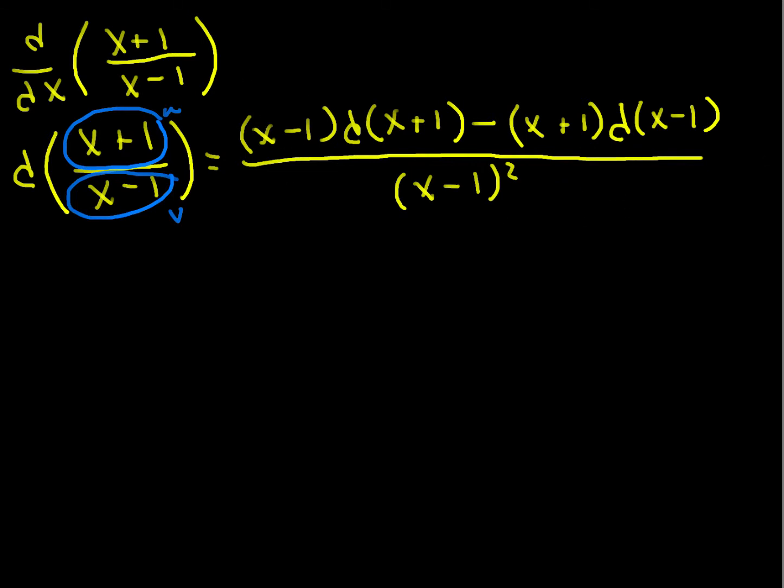So writing it out, this is low d high minus high d low all over low squared. And so that's the mnemonic.